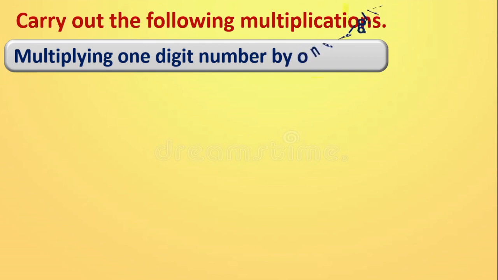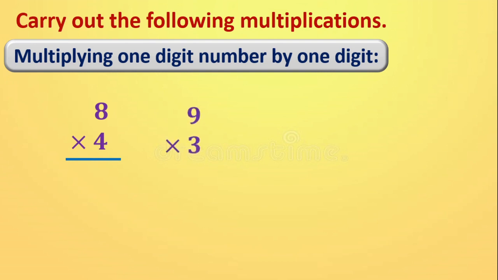Now dear children, we will move to the vertical method. First we will try to do single digit by single digit multiplication, that is by using the tables. One digit number by one digit. See here, 8 multiplied by 4, 9 multiplied by 3, 9 multiplied by 2, 5 multiplied by 4. Yes, you know the tables from 1 to 20, isn't it? So it is very easy to find out the answers for these multiplications.